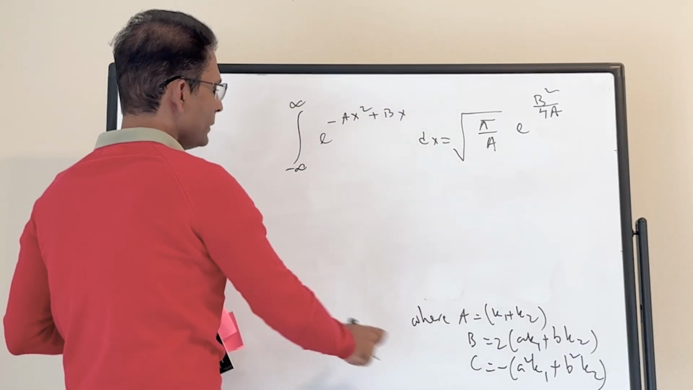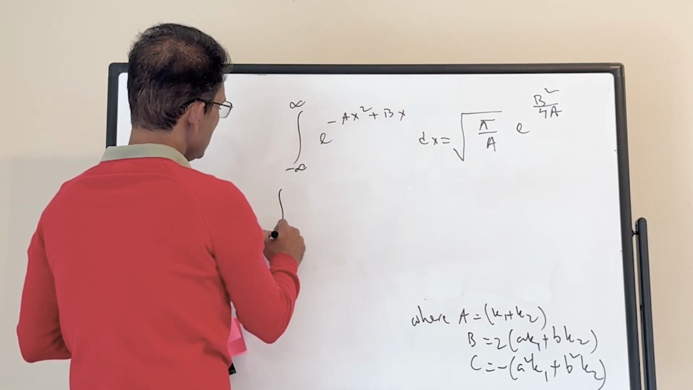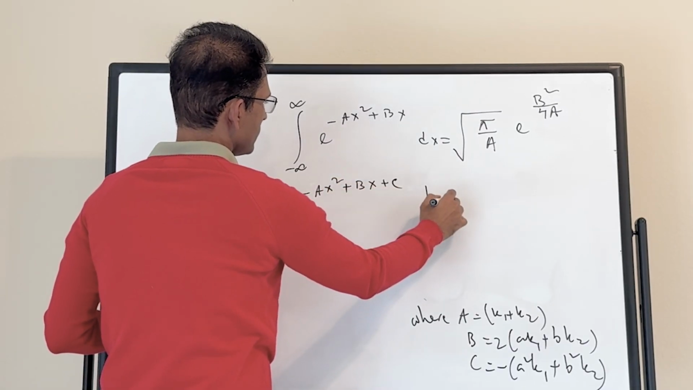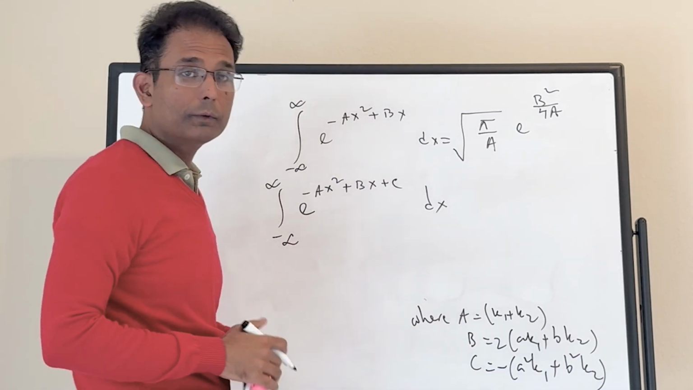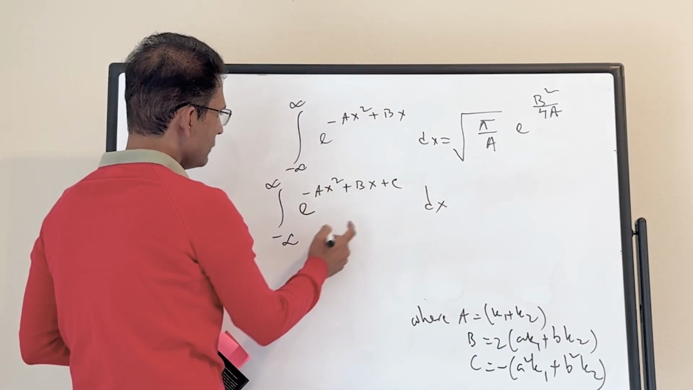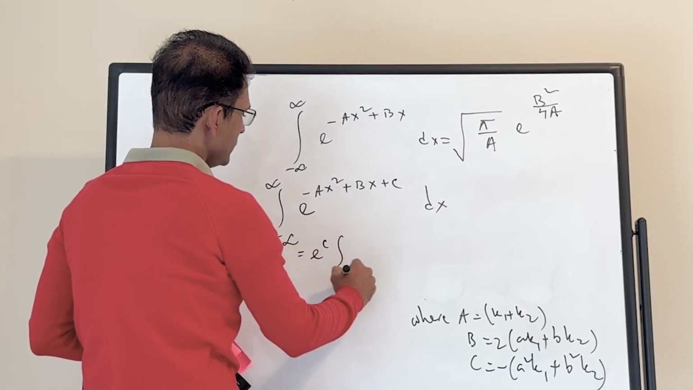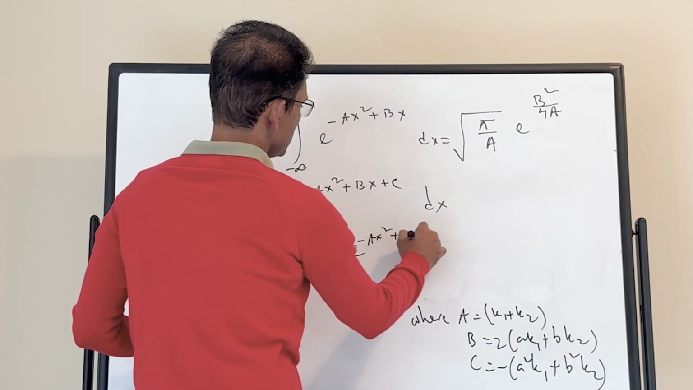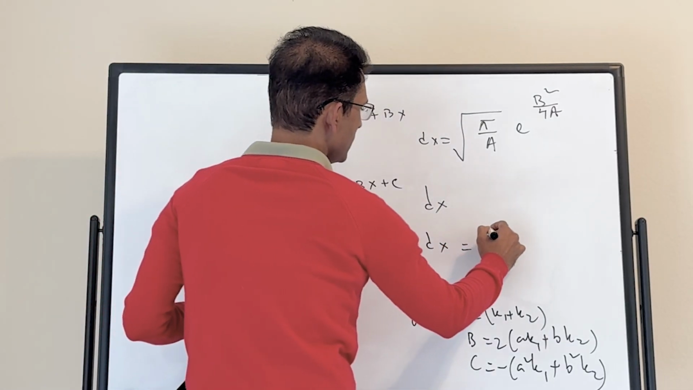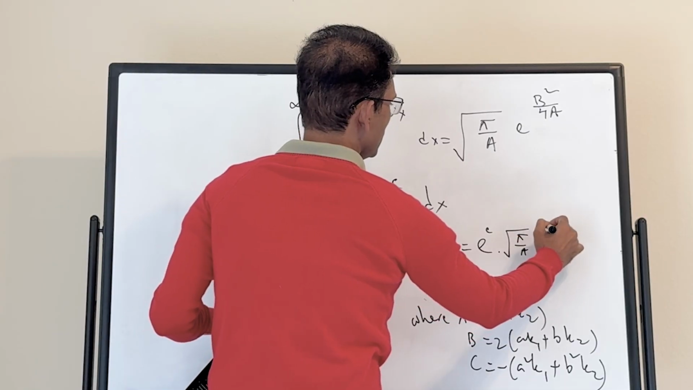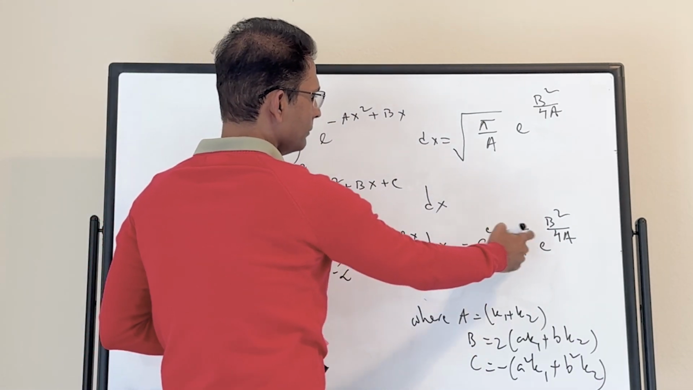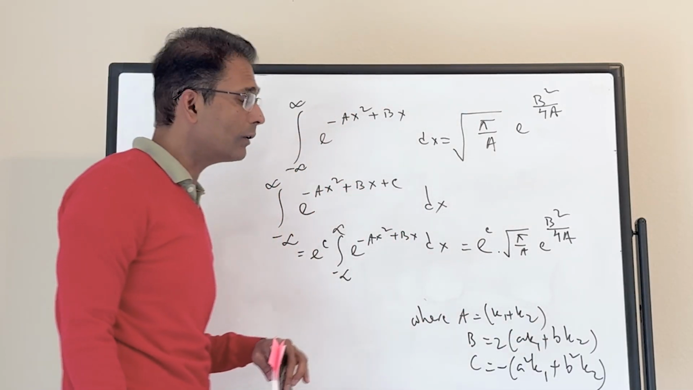We're going to use these constants to evaluate an integral like this. Remember, we started from a complex looking integral, and that really reduces to this expression. Now c is a constant, which you can take outside the integral. So you have e to the power c, and then inside the integral you have e to the minus ax squared plus bx dx. Now this is just the same as that. So you have e to the power c times square root of pi over a e to the power b squared over 4a. That's the formula, and a, b, and c are given by these expressions.